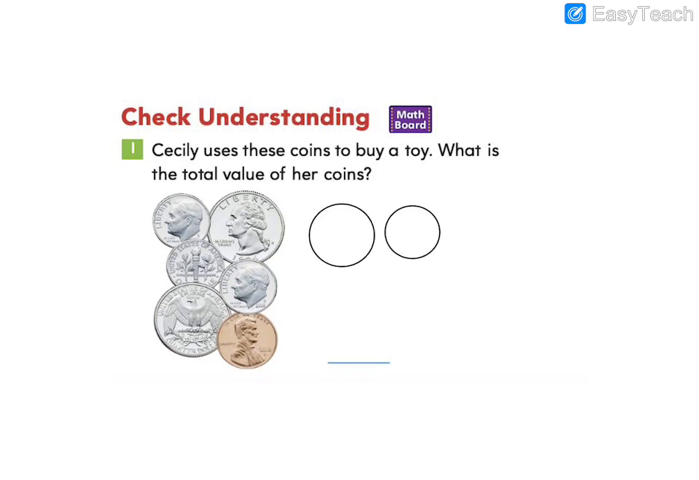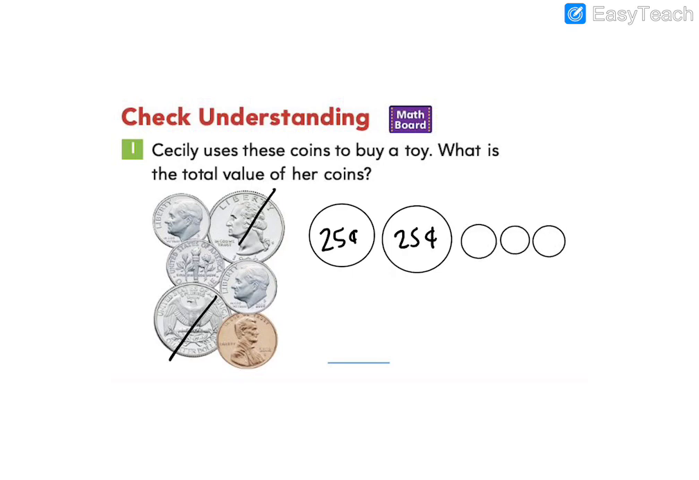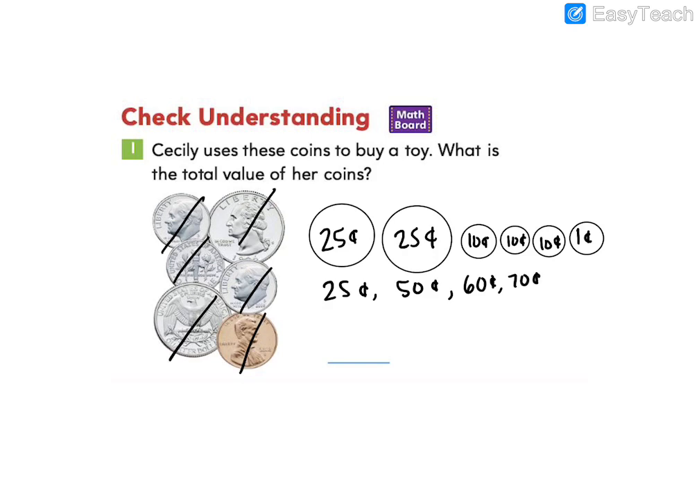I'm going to go ahead and draw my picture. I know I have 2 quarters, so I'll label them with their 25 cents. Then I saw 3 dimes, and each of those was worth 10 cents. And finally, 1 penny, which is worth 1 cent. When I counted on, I had 25 cents, then 50 cents, then 60 cents, 70 cents, 80 cents, and one more made 81.